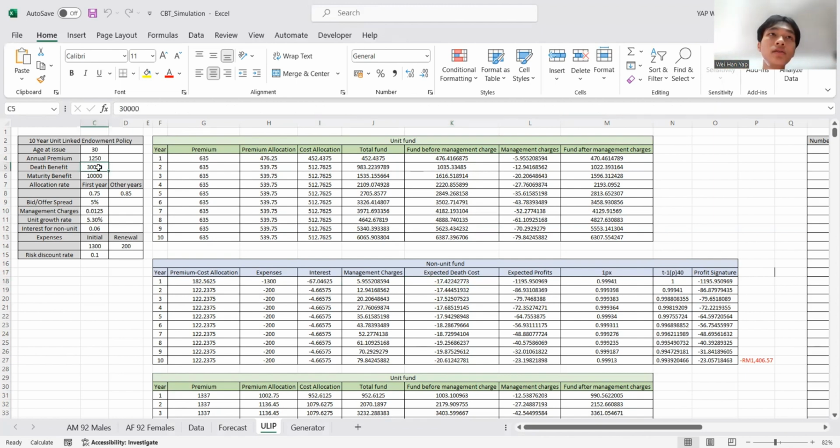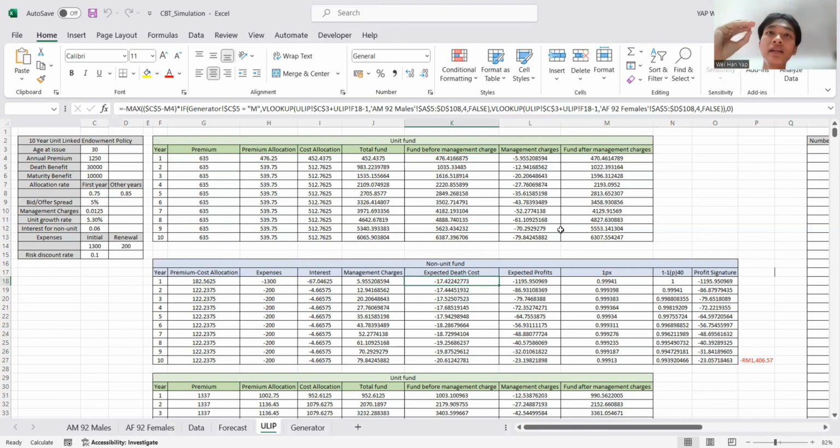Let me explain in a simpler way. Let's say we have a 30,000 death benefit, and in the first year we have approximately 470 in our unit fund. Obviously that's far from enough to cover it, so we have to allocate more money. How do we determine that allocation? We take the death benefit and subtract the fund after management fund in the unit fund, and then multiply by the probability of death of that individual in that year. That gives us the expected death cost. So this $17 is what the insurance company will have to top up.